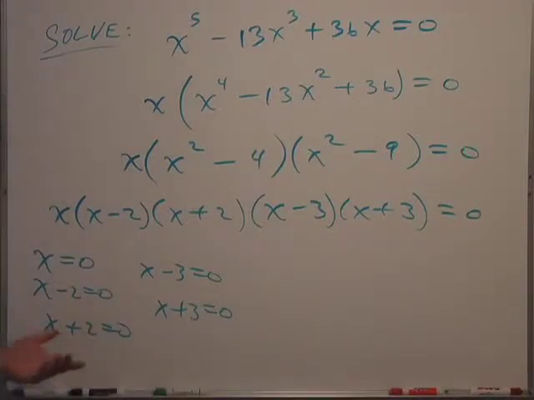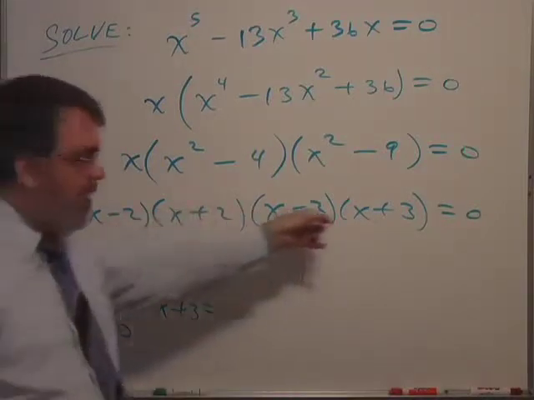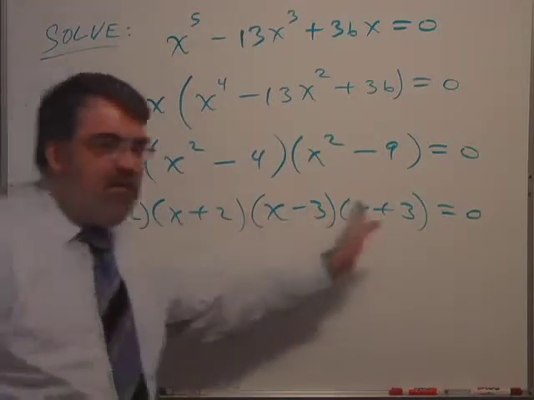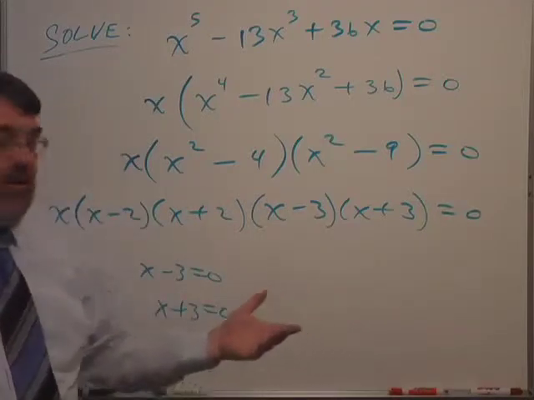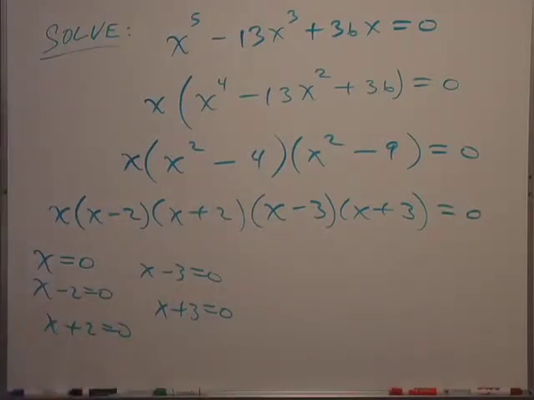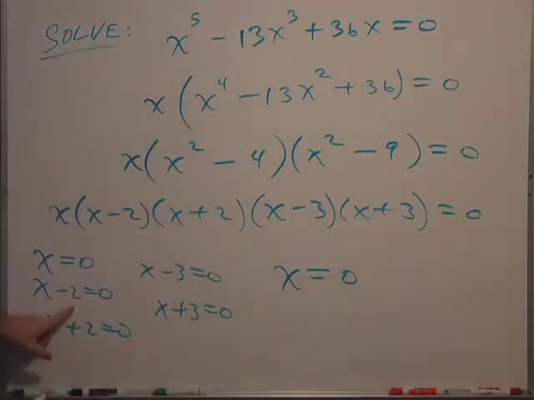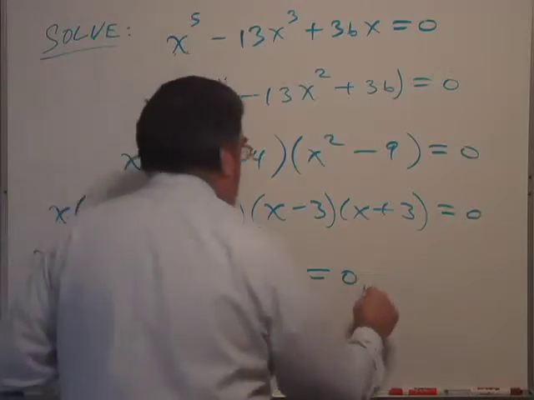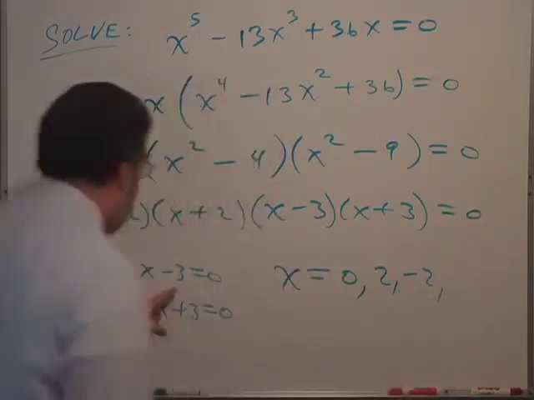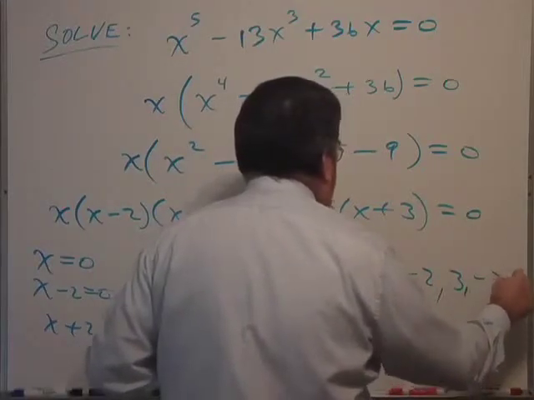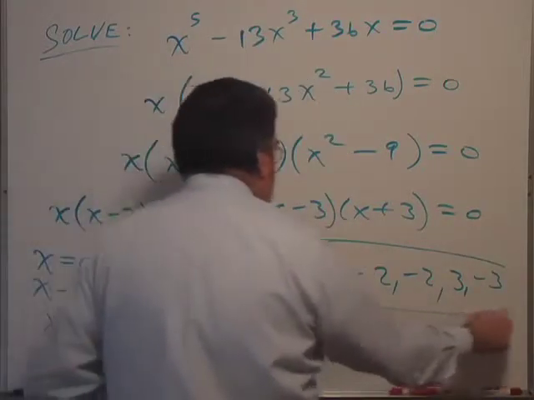If we set all those equal to 0, because the zero product property works on even something this large, if you're multiplying 5 numbers together and get 0, then at least one of these has to be 0. So what could it be? Well, x is 0. It could be 2 or negative 2. Or it could be 3 or negative 3. So this problem had 5 answers to it.